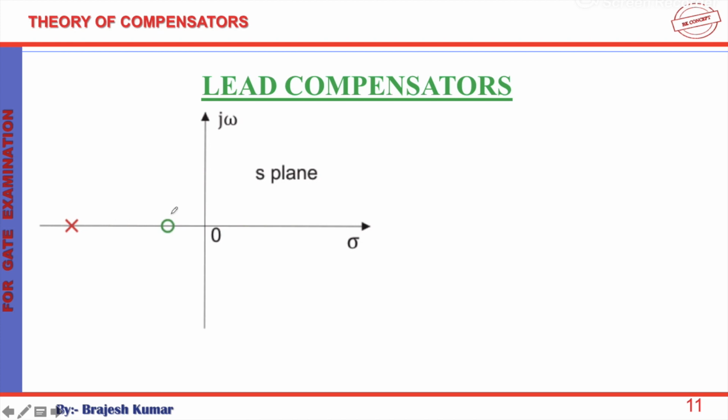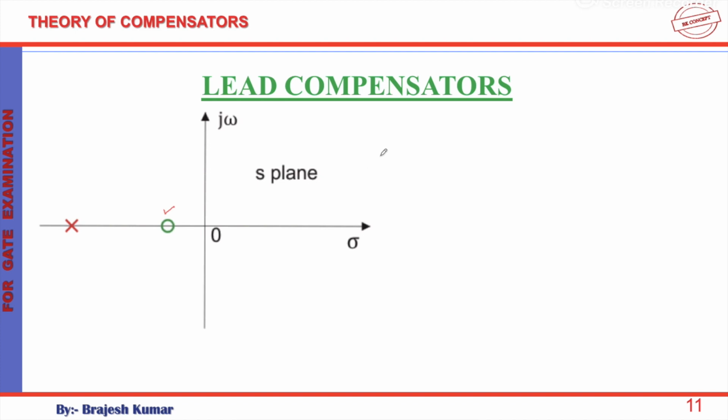That's why we want the behavior of the system to be dominated by this zero only, and that is why we want the effect of this pole to be negligible on the overall behavior of the system, and so we have taken this pole far away from the j omega axis. We just wanted this zero to be here and this pole is unwanted, but due to physical realizability we have taken this pole also.